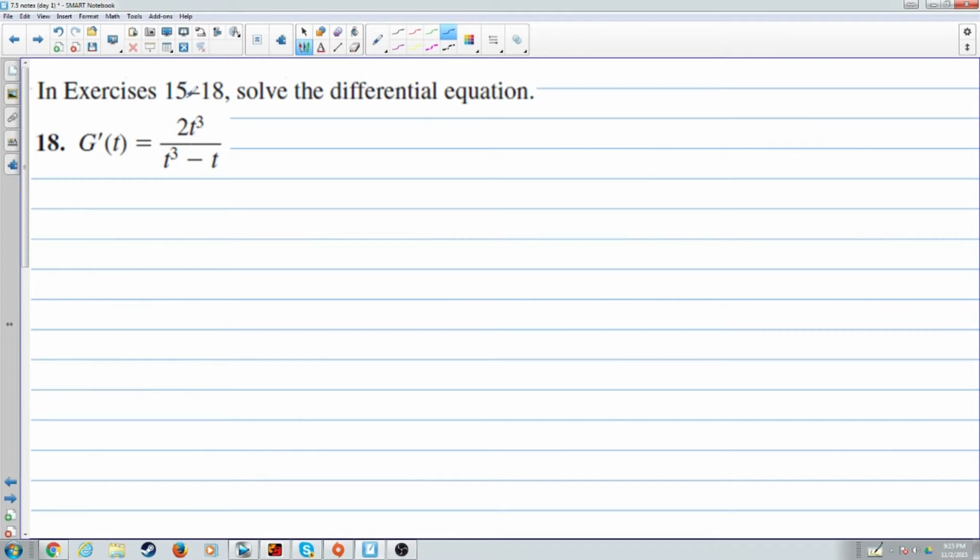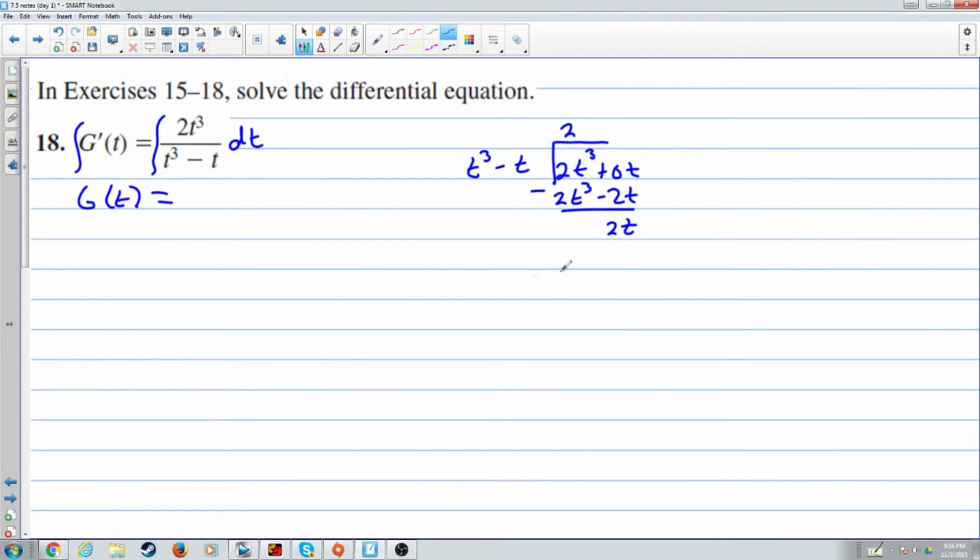And in exercises 15 through 18, solve the differential equation. So we want to integrate both sides. So this is g of t is equal to the integral of all of this. Well, we have to divide now. So we're going to take 2t to the third and divide that by t to the third minus t. So we're going to multiply this by 2, and we get 2t to the third minus 2t, and that would be like plus 0t here. And when we subtract, we're going to get 2t.